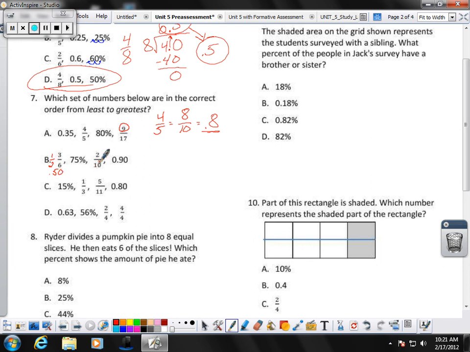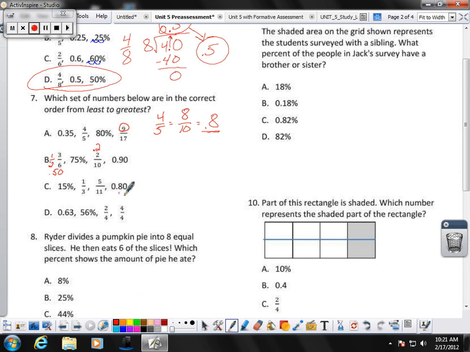Let's check out this one. 2/10 is the same thing as saying 2/10, which is 20%. Is 75% less than 20%? No, it's not. These two are out of order. And that one should be way over here. So it can't be letter B.